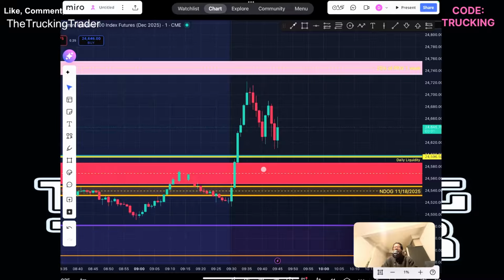Price gapped up and then it eventually went up here and swept this daily liquidity, right? So after we see our sweep on the daily liquidity, what is the first thing that we want to look for? The first thing that we want to look for is to see if the market is going to continue to go up, or is it going to continue to come back down, right?